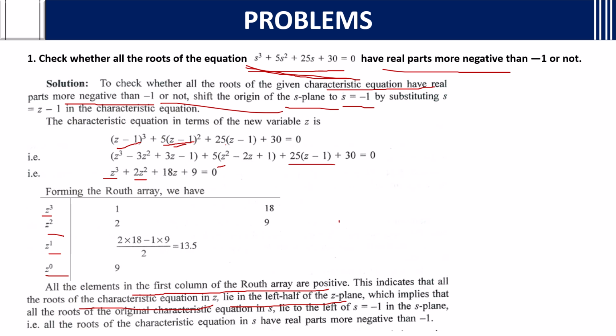This means the roots are in the left half of the Z-plane, which implies that all the roots of the original characteristic equation, which is in terms of S, lie to the left of S equals -1 in the S-plane. Why? Because they have given -1. That is, all the roots of the characteristic equation in S have real parts more negative than -1. We have checked that it is correct.